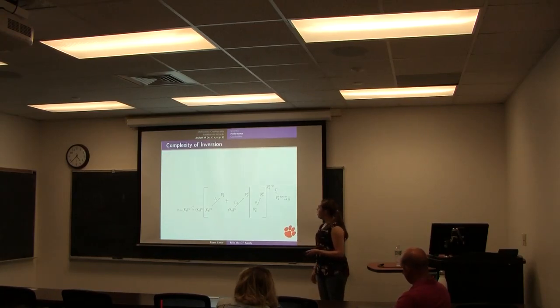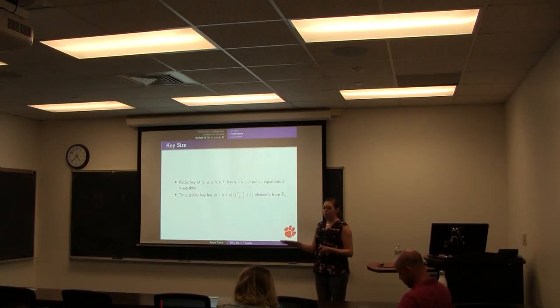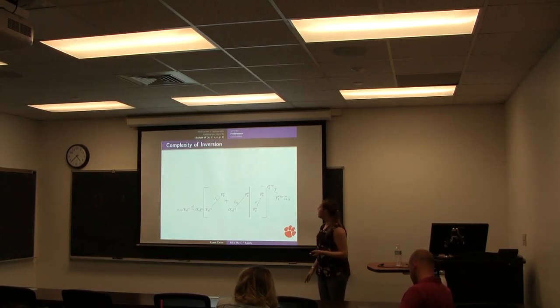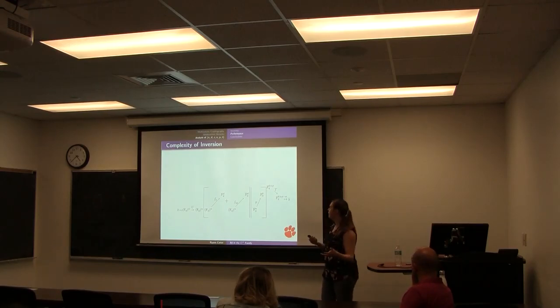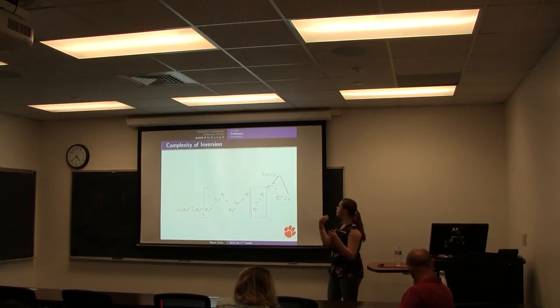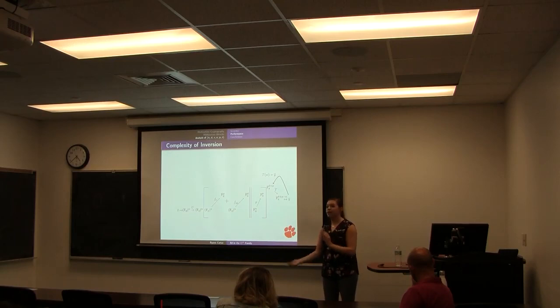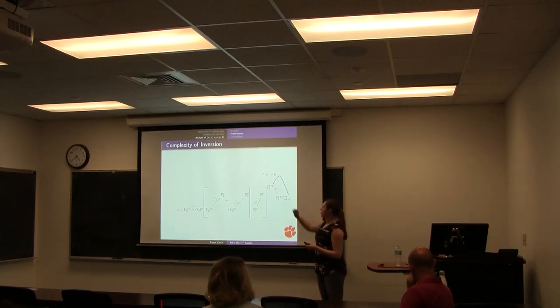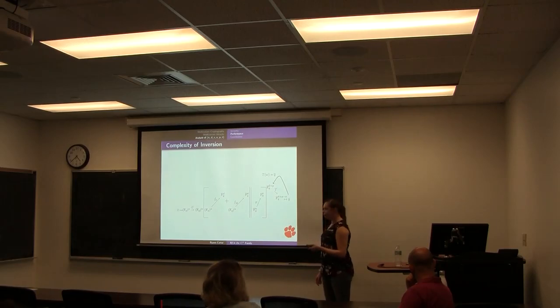So key size isn't too bad, pretty straightforward. And now we want to talk about the complexity of inversion. We need to be able to send information and receive information. So we're going to start with this y value, and find all of those vectors w that map to y, so all of the preimages of y under that map T.